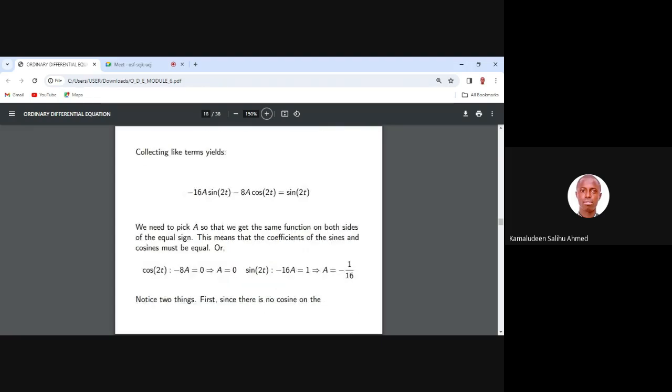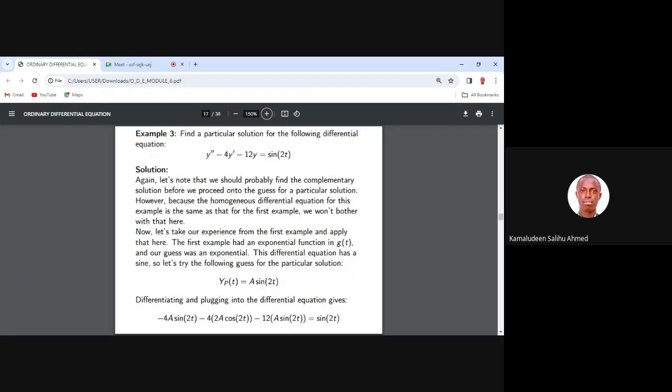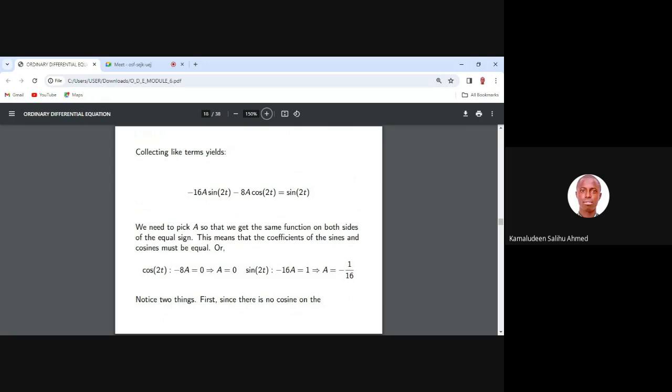Okay, when you look at this, you collect the like terms. The one with sine, you collect the like terms together, while the one with cos, you bring them together also. So you end up with minus 16a sine 2t minus 8a cos 2t is equal to sine 2t. So seeing this mathematically, from our partial equation, you know how we used to solve this.